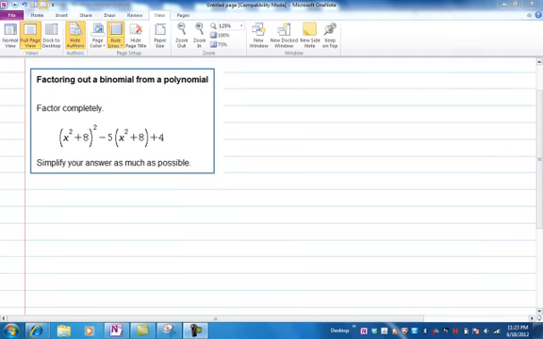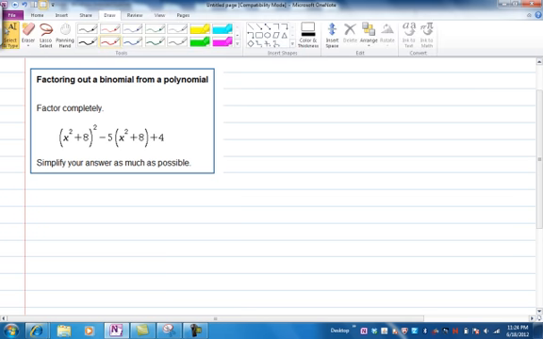Okay, this topic is called factoring out a binomial from a polynomial. From what I can see, as you go through this, it can appear in about three different forms, and they each kind of have their own particular value. This first one is somewhat of an easier variety, but sometimes difficult to notice at first.